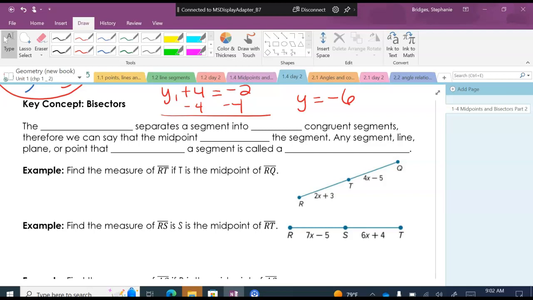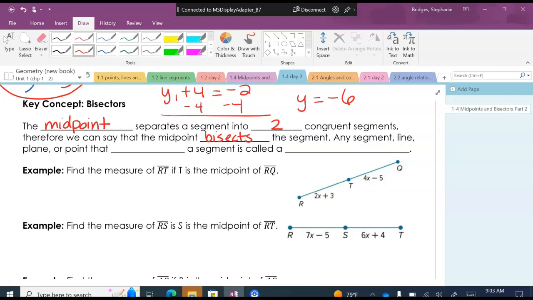So this sentence says the midpoint separates a segment into 2 congruent segments. That's what we learned yesterday. The midpoint cuts a segment into 2 congruent segments. Therefore, we can say that the midpoint bisects the segment. That cuts it in half.